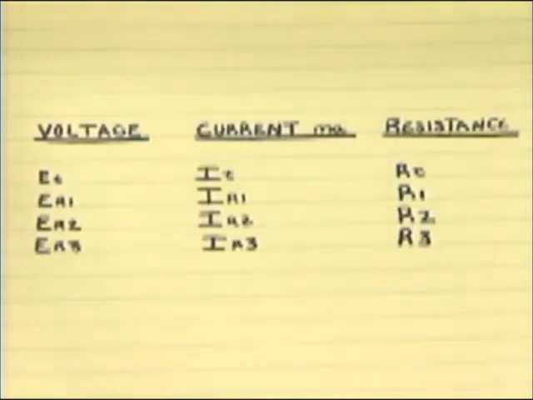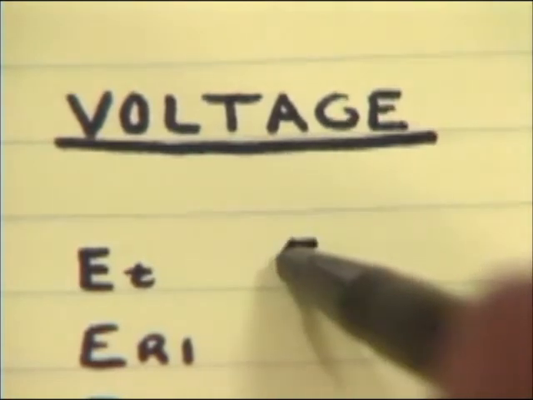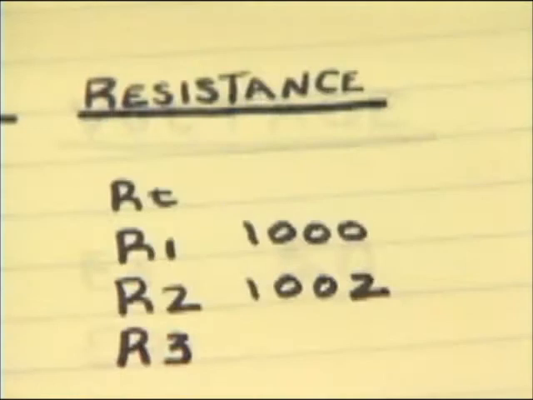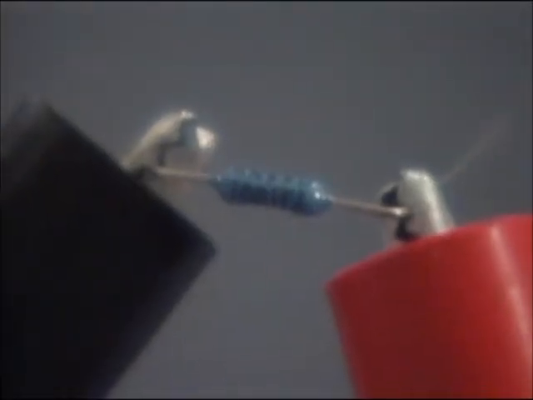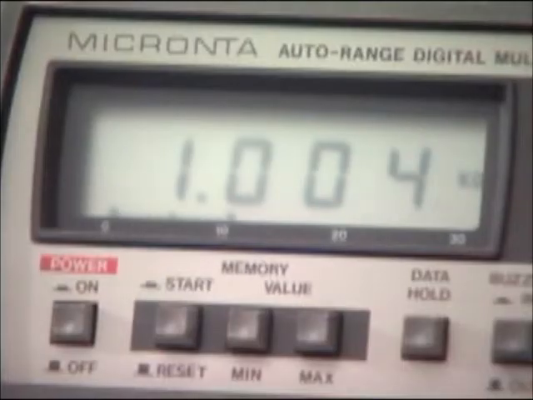On your notepad, make another chart for voltage, current, and resistance. Under the column for voltage, record 5.0 volts for total voltage. Under the column for resistance, record 1,000 ohms for R1 and 1,002 ohms for R2. Use the ohmmeter to verify that the third resistor you're adding to the circuit is within tolerance. The meter reads 1,004 ohms.